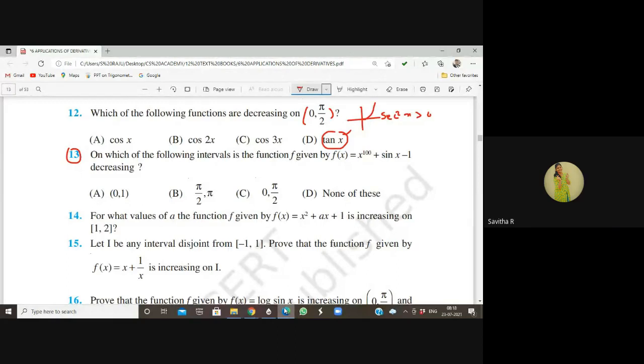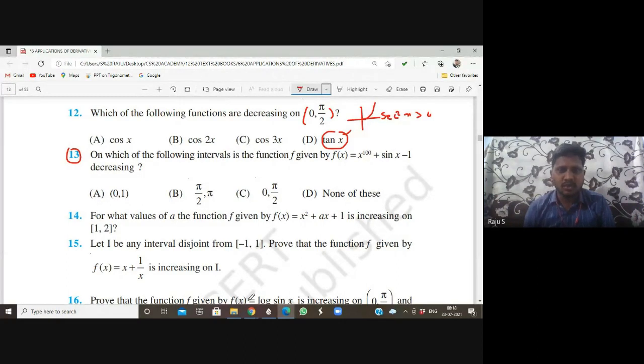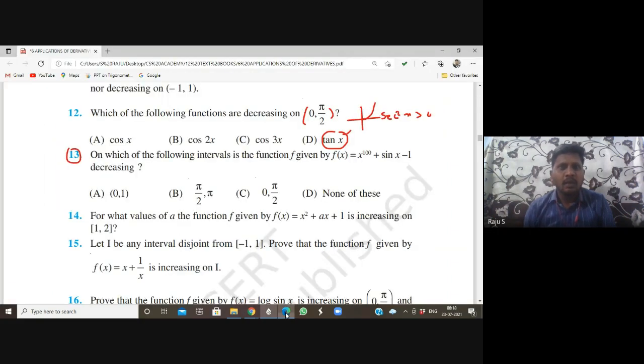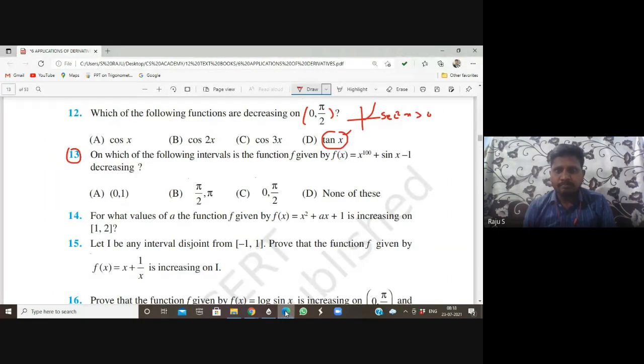Yes. Yeah, now let's do question number 13. The 13th question: on which of the following intervals is the function f given by f of x is equal to x to the power of 100 plus sine x minus 1 decreasing? So it is also a very easy question.